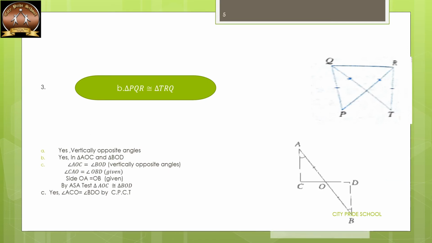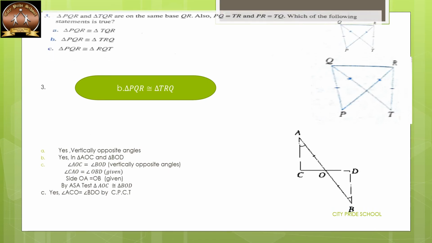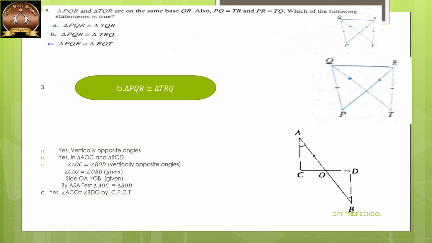So let us start now with the next question, that is question number 3. Here two triangles are given, PQR and TQR. They are on the same base QR, and it is told that QP is equal to TR and PR is equal to TQ. So we have to find out which of the following statements is true.